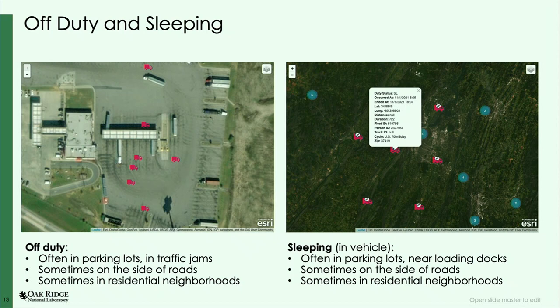And then sleeping as a status is specifically referring to sleeping inside the vehicle. So if they're sleeping at a motel, they would be considered off-duty, not sleeping, for the purpose of tracking here. This, again, mostly in parking lots, sometimes near loading docks, but we also do see them on the side of the road and in residential neighborhoods and on off-ramps, generally places we don't necessarily want them to sleep.